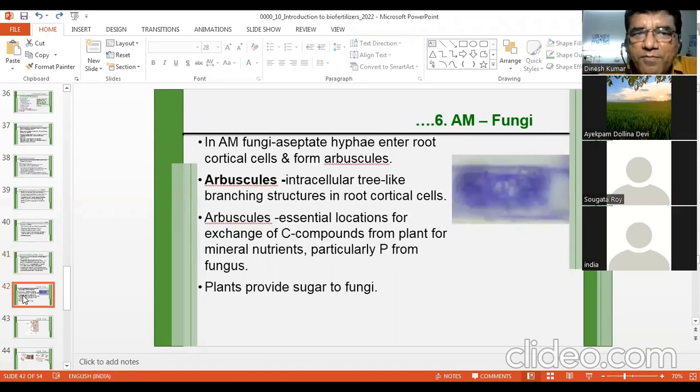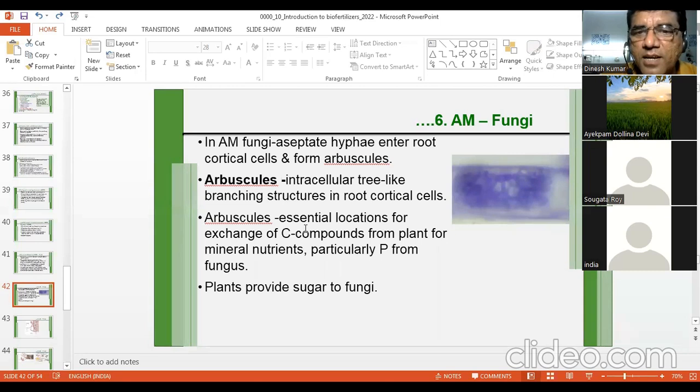Now you see about AM fungi. In AM fungi, the hypha is aseptate. I think you know there is no division or septa that divides a hypha. In AM fungi, aseptate hypha enter root cortical cells and form arbuscules. So first the hypha will enter, and then it will make an arbuscule. On the right side, if you can see the picture, it is not very clear, but it is in the cell making the arbuscules. So arbuscules are intracellular. They are in the cell, tree-like branching. You can see the branching here. A structure in root cortical cells.